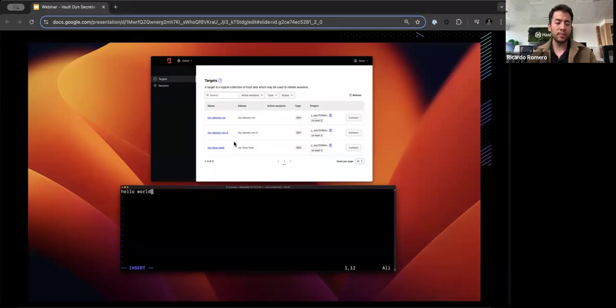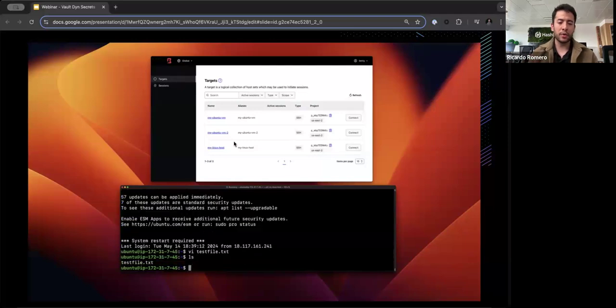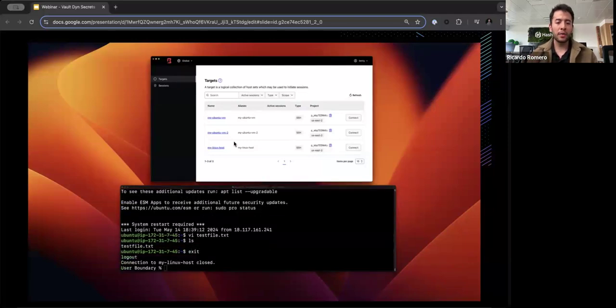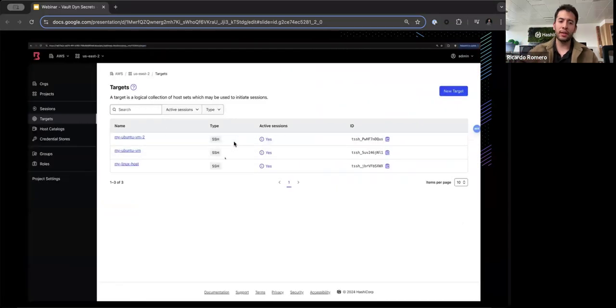So from the operator's perspective, we do some configurations here. In this case, we're creating some file. And now, again, life goes on and we continue with our day-to-day operations.